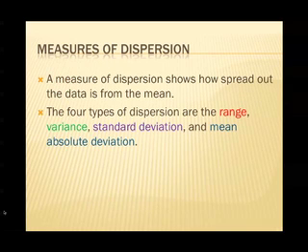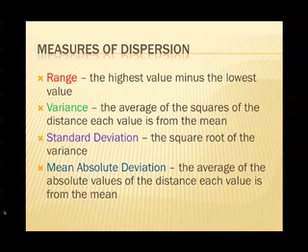Another way that we can analyze our data is by finding the measures of dispersion. A measure of dispersion shows how spread the data is. Four common types of measures of dispersion are the range, variance, standard deviation, and the mean absolute deviation. The range is the difference between the highest and lowest values. The variance is the average of the squares of the distance each value is from the mean. The standard deviation is just the square root of the variance, and the mean absolute deviation is the average of the distances of a value from the mean.